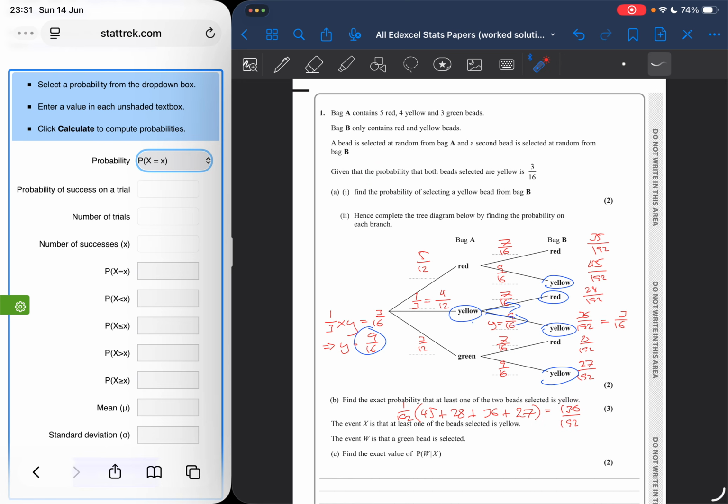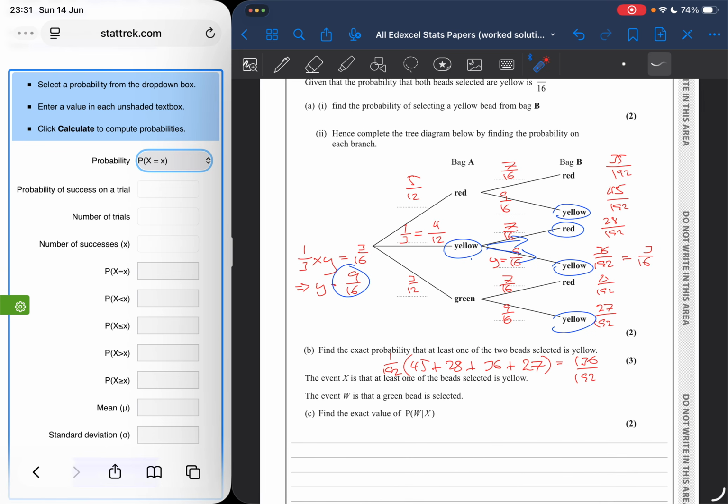136 of them are going to have at least one of them being yellow. All make sense, yeah? Lovely. So event X is that at least one of the beads is yellow, so that's what we've just found here. Event W is that a green bead is selected. Where do we have some greens? Let's do a green circle anywhere we get a green bead. So there's green. Okay. So we have that one and this one down here.